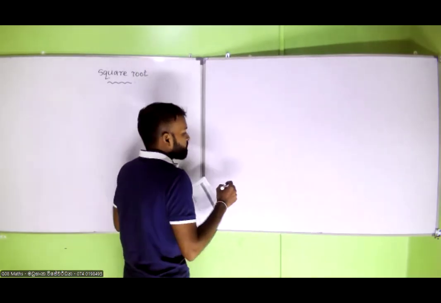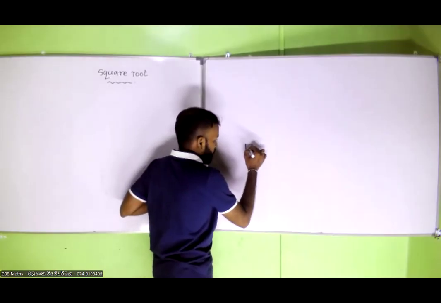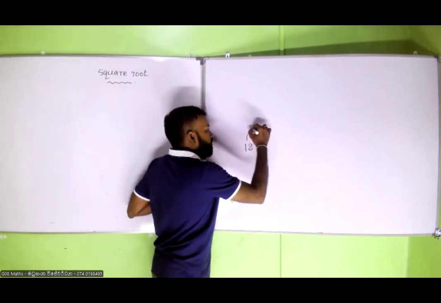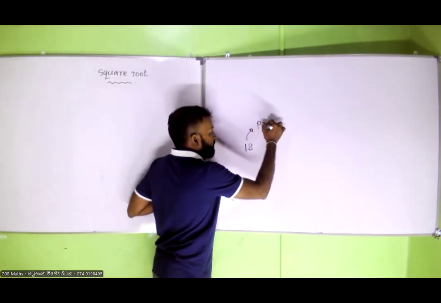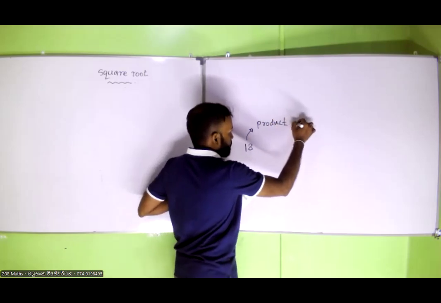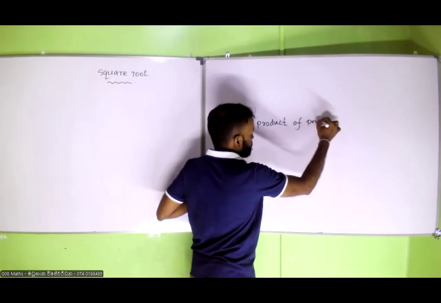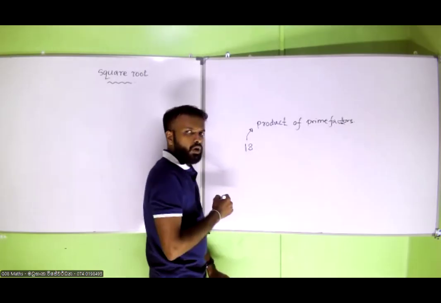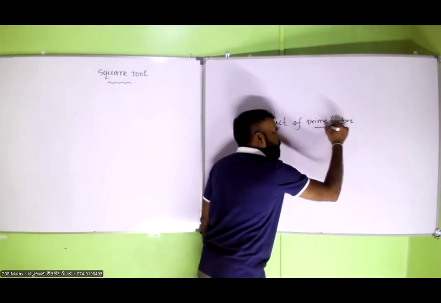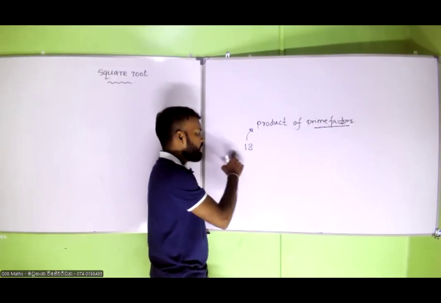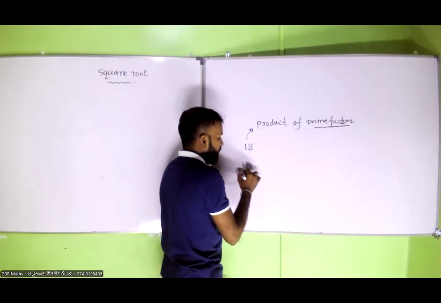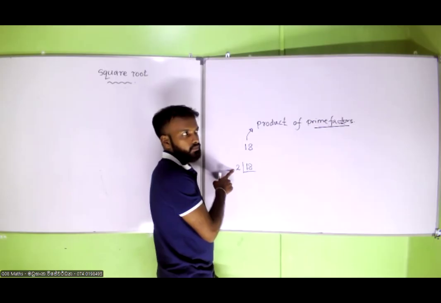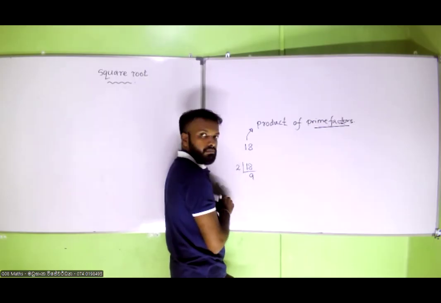For example, I will say 18. Now someone is asking you, please write 18 as a product of prime factors. So how are we going to find the prime factors? 18 can be divided by the smallest prime factor, which is 2. 2 times 9.